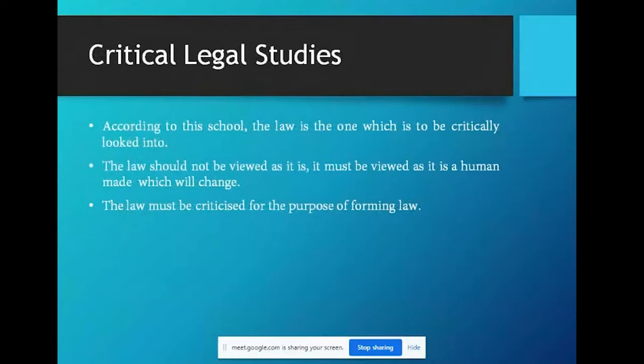And the next school is the critical legal studies. According to this, law is the one which is to be looked at through critical studies, and the law should not be viewed as it is, and it must be criticized for forming a law.